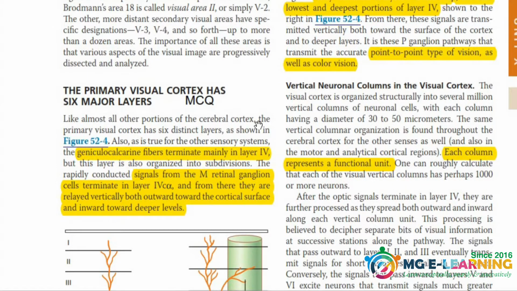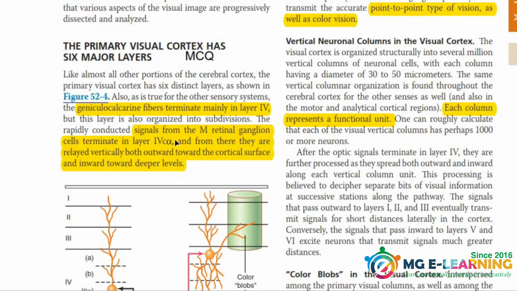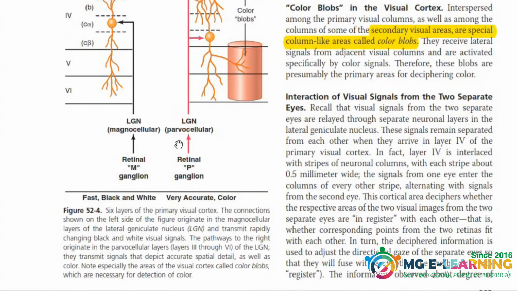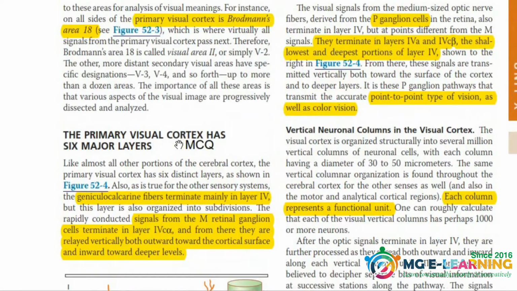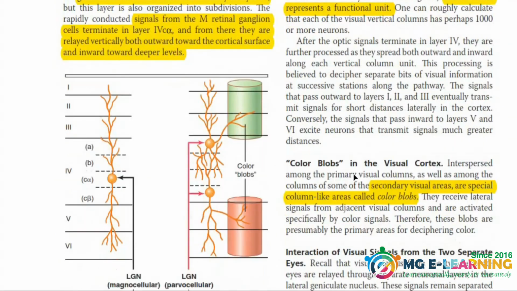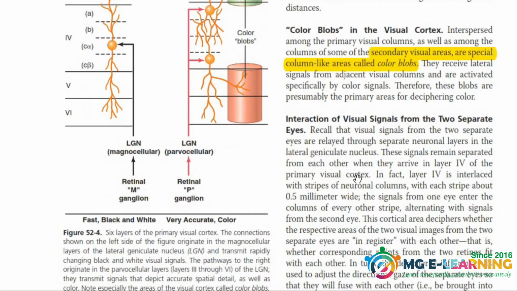Now here come another MCQs. This paragraph is important for MCQs purpose. The primary visual cortex has 6 main layers. The function of the layers is important for MCQs purpose. You can see these underlined yellow points. You can read all these for conceptual purpose and for MCQs.